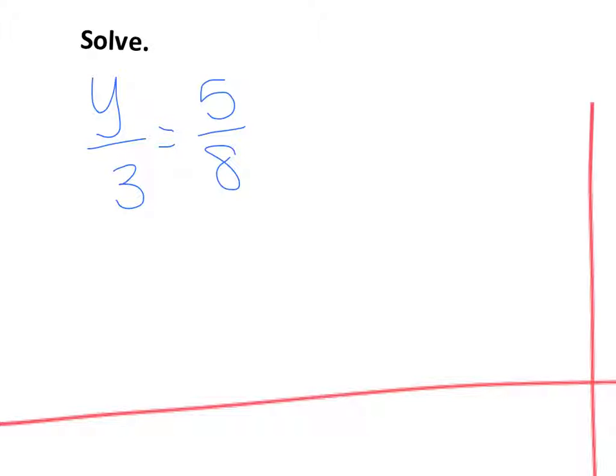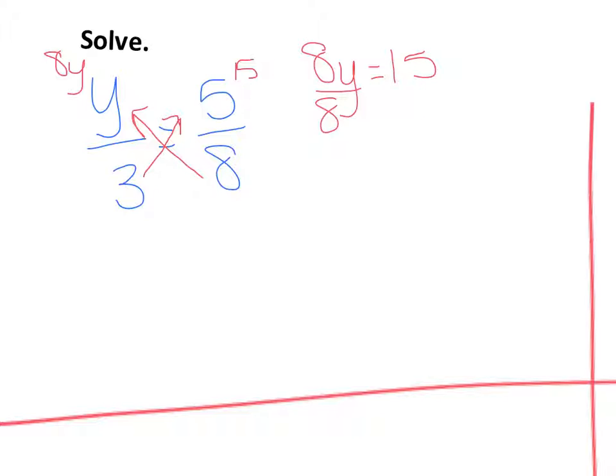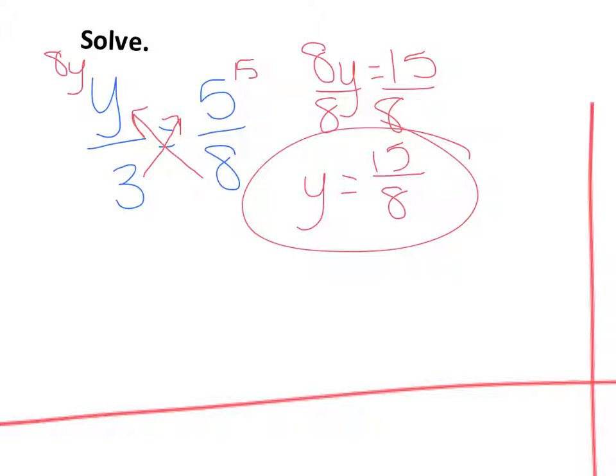Okay, so if I look at my cross products, I'm going to multiply up and across. So 3 times 5 gives me 15. 8 times y gives me 8y. When I set those equal to each other, how would you solve for y? You would divide by 8. Once again, we can go ahead and leave this as an improper fraction. You do not need to change it to a mixed number. So your answer would be 15 over 8.